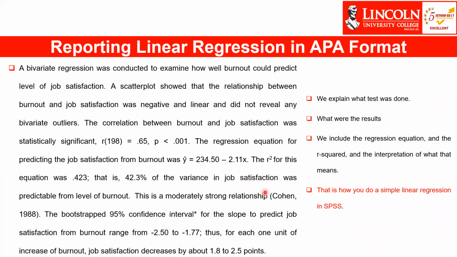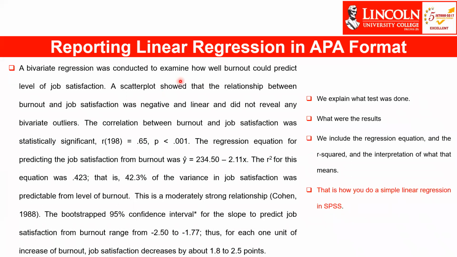This is a moderately strong relationship. Here, you can have this particular reference, or you can look for a more recent reference. Okay, that is if you really want to put this particular reference apart. But this is a claim. That's why I put this reference. Now, the bootstrapped 95% confidence interval for the slope to predict job satisfaction from burnout ranged from minus 2.5 to minus 1.77. Thus, for each 1 unit of increase of burnout, job satisfaction decreases by about 1.8 to 2.5 points.